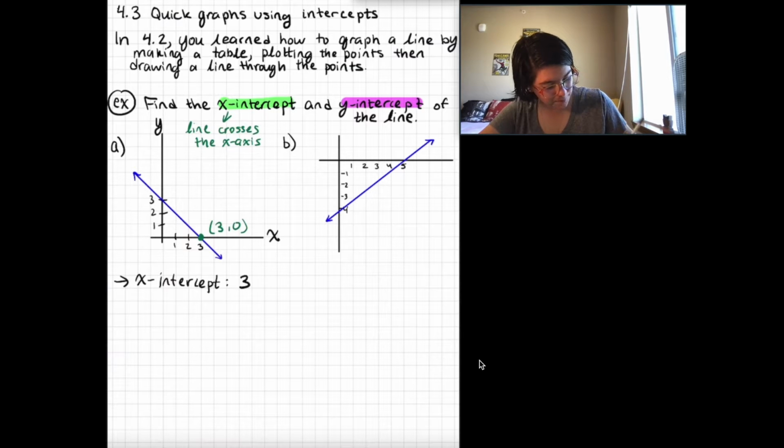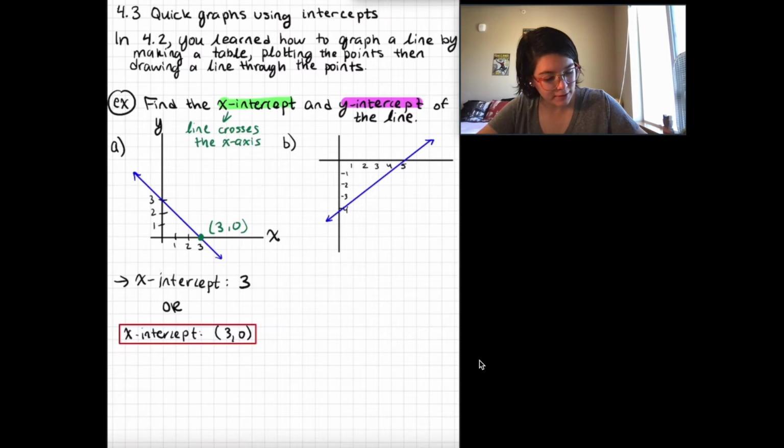We have our x-intercept is 3, or even better, our x-intercept is the point 3, 0. Either way is usually fine, however you want to write it. I prefer to write the coordinate point though.